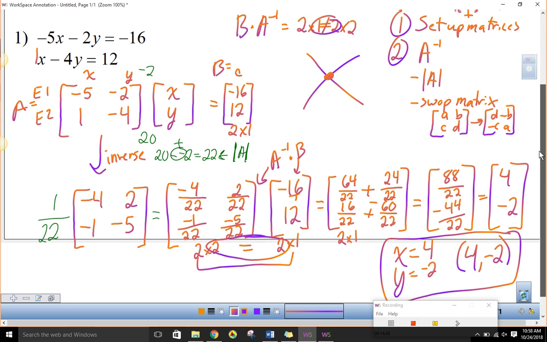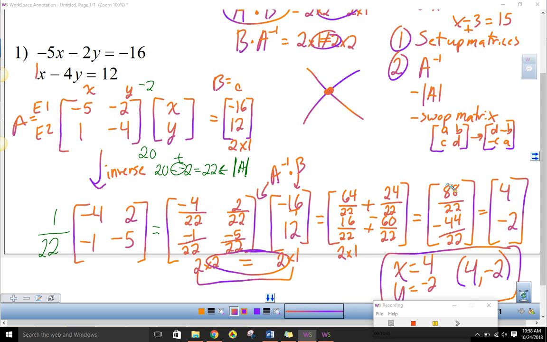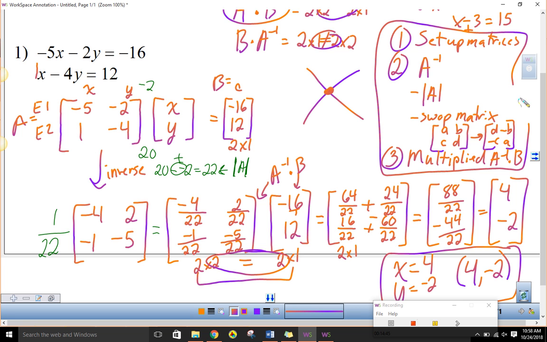So let's go back up to our steps real quick and just finish it. The last thing we did here is we multiplied A inverse times B. So there are 3 steps. You're going to set up your matrices. You're going to solve for A inverse by finding the determinant and swapping the matrix around. And then you're going to multiply A inverse by B.